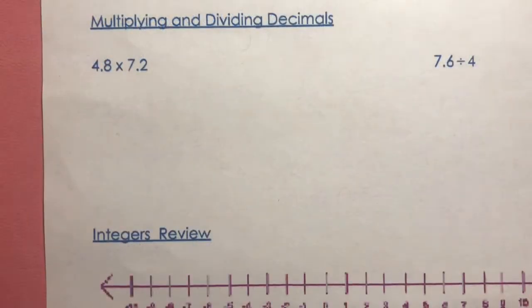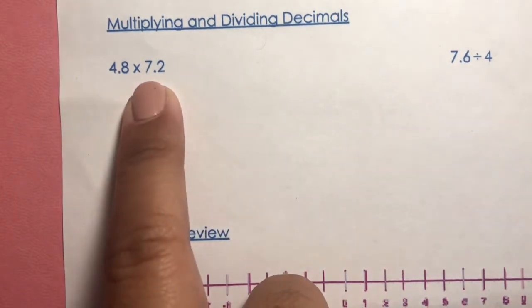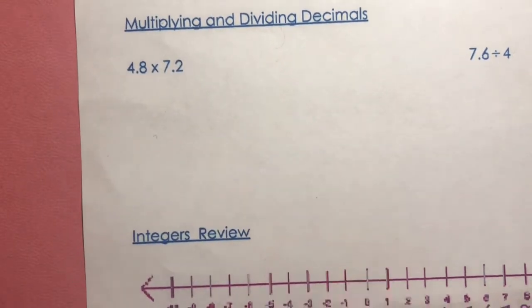Okay, so now we're going to work with multiplying and dividing decimals. First we'll do multiplying decimals, and multiplying decimals is just the same as multiplying any other numbers, except you have to make sure that the decimals are in the right place and you're counting the correct amount of place values. So our first problem here, 4.8 times 7.2. So I'm going to write that out.